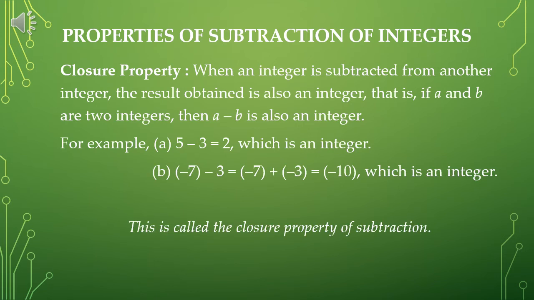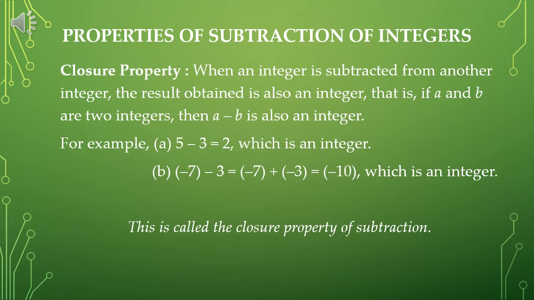Now let us discuss the properties of subtraction of integers. The same properties apply here also, but in a different manner. First of all, let us discuss the closure property. As you all know, what is closure property? When we subtract two integers, the result will also be an integer. So if a and b are two integers and we subtract them, then the answer will also be an integer.